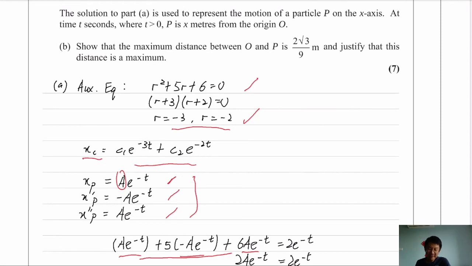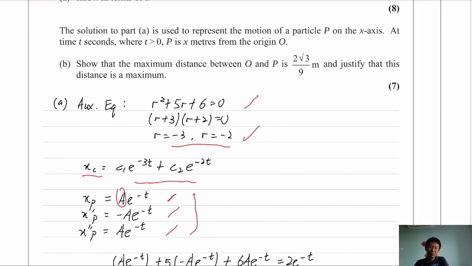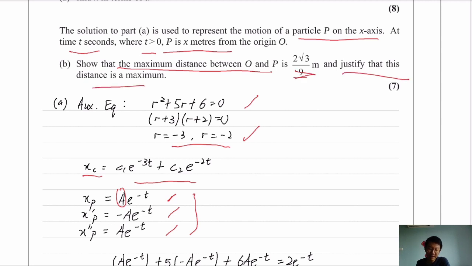The second part of the question says the solution to part A is used to represent the motion of a particle P on the x-axis. At time t seconds, where t is greater than 0, P is x meters from the origin O. Show that the maximum distance between O and P is this value, and justify that this is a maximum distance.